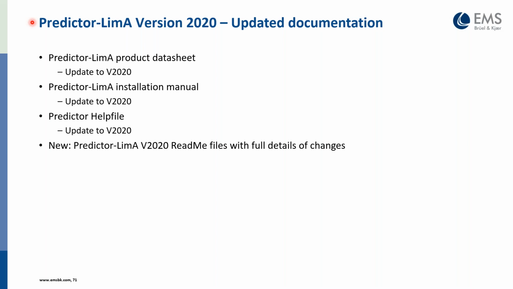Thank you. So we've updated the documentation. Naturally, the product data sheet is updated to reflect the latest changes in the product, as well as the installation manual. Installation has not changed significantly. Well, not really changed at all, except that it's a new version. We just updated the manual to make sure that all the references are correct. We have also updated the Predictor help files, so it's relevant now to the changes made in the version 2020. And if you look at the README files, both for Predictor and for LimA, you'll get full details of the changes which have been made.